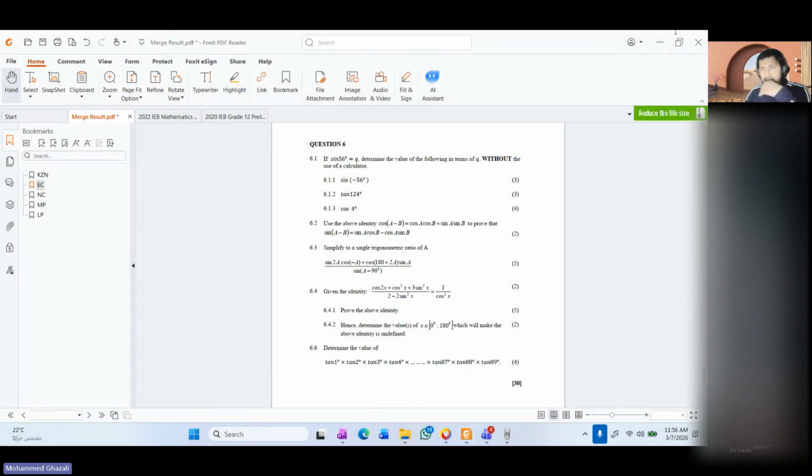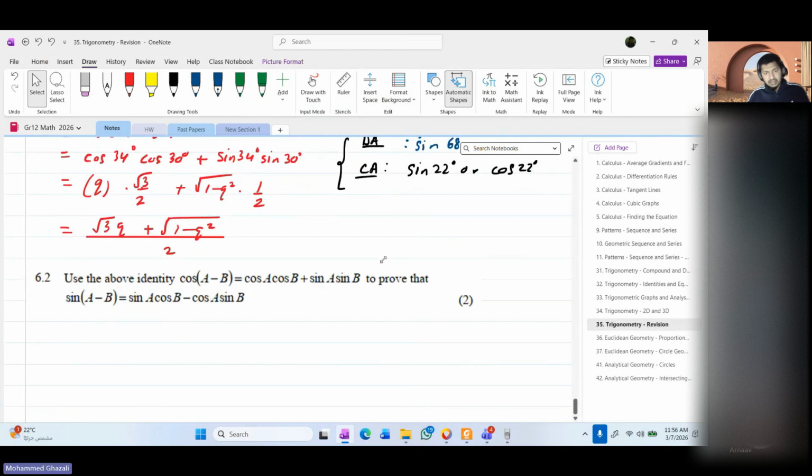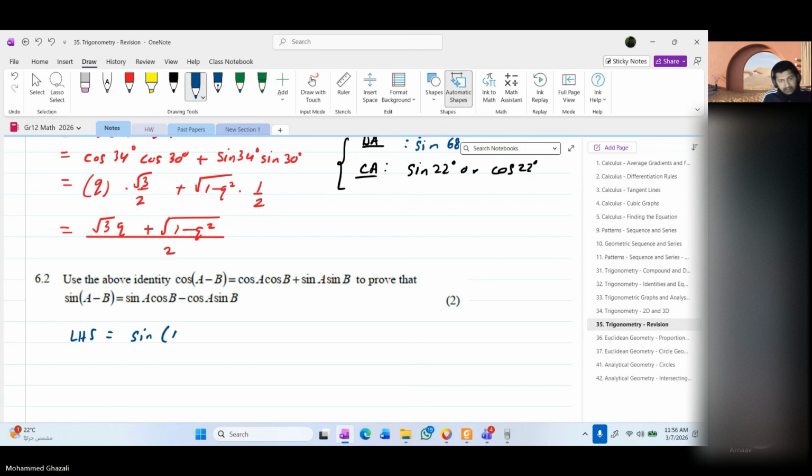Now look at the proof of the formula, and many students mess up here. And remember, this is an examinable proof, both in IEB and NSC, right? So use the above identity. They gave us cos A minus B, and we want to prove sine of A minus B, okay? Cos A minus B is this formula, right? We already know that. What is sine of A minus B? So to get sine of A minus B, we say the left-hand side is equal to sine of A minus B, which equals cos.